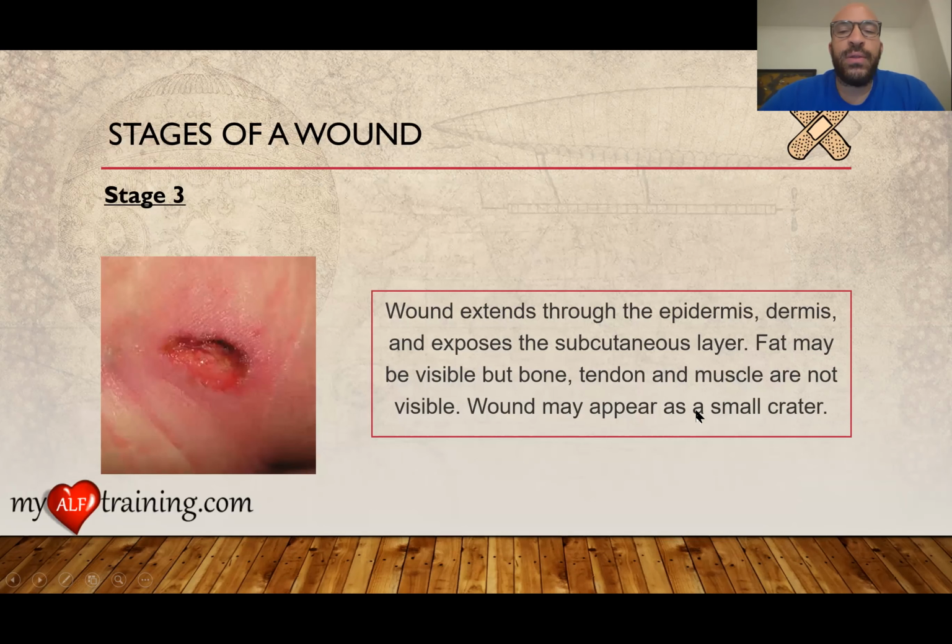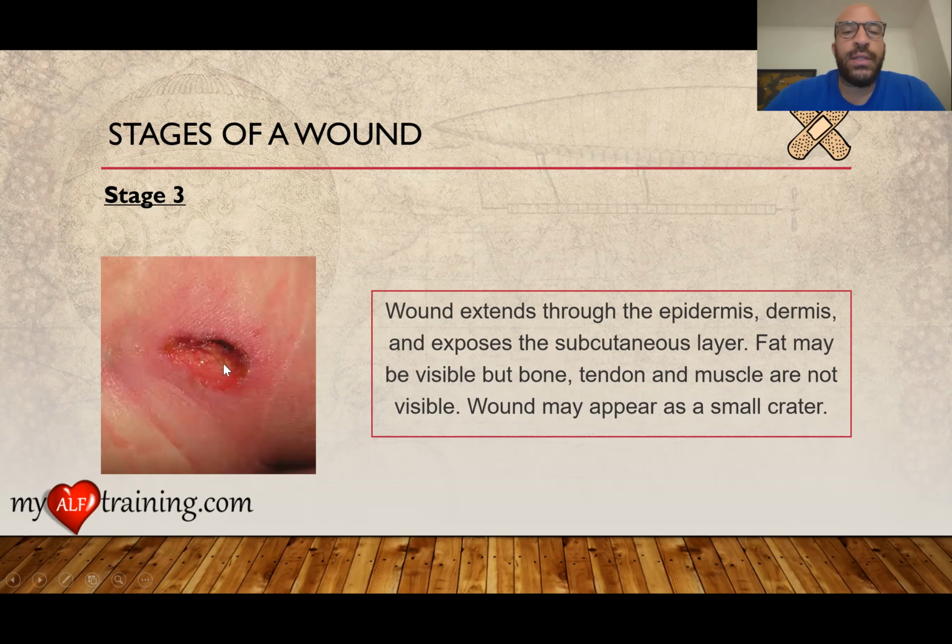Now, stage three, the wound extends through the epidermis and the dermis and exposes the subcutaneous layer. That fat may be visible, but the bone, tendon, and muscle are not. And the wound may appear as a small crater. So see here, the first layer is broken, the second layer is broken, and we can see the subcutaneous, this white matter here. But no bone, we can't see bone, we can't see tendon, and it definitely looks like a small crater.